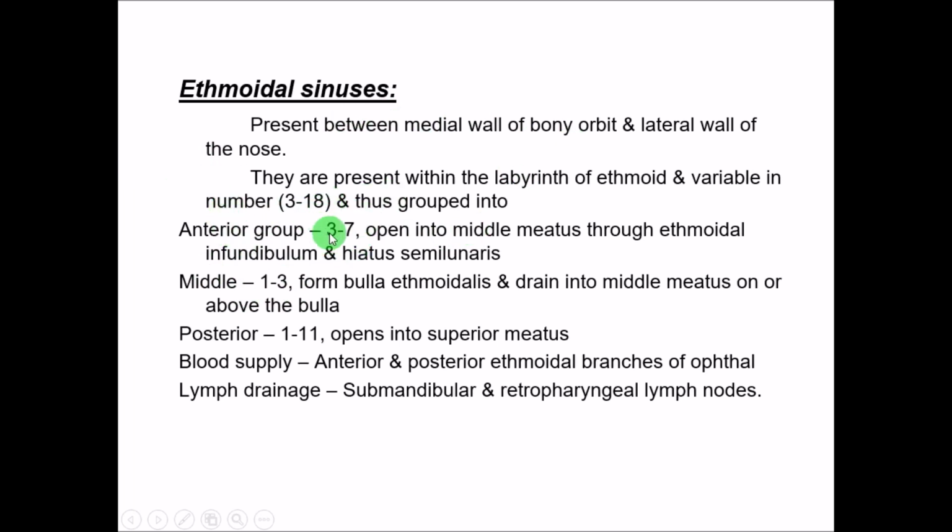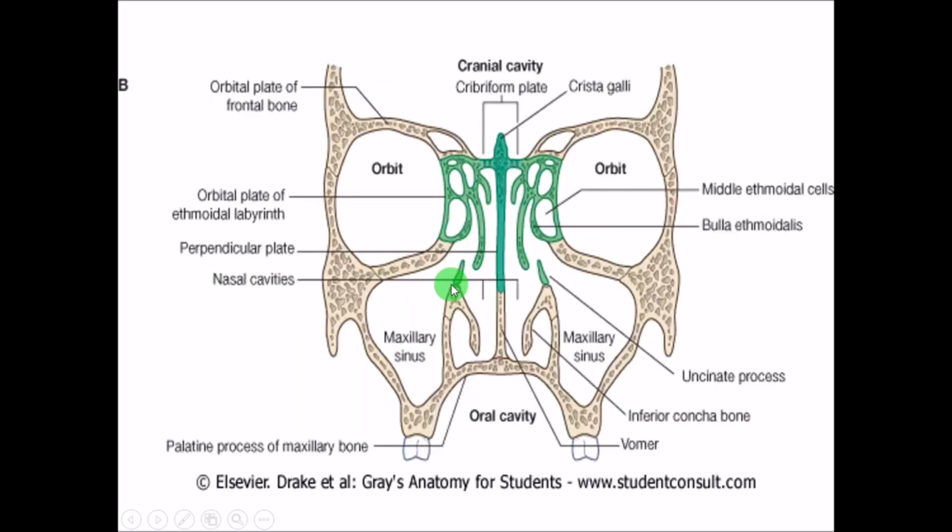The anterior group will usually be 3 to 7 small air sinuses, opening into the middle meatus through the ethmoidal infundibulum and hiatus semilunaris. The middle group also opens there. They are usually present in 1 to 3 numbers, and form the bulla ethmoidalis, as you can see here in this picture. So the bulla is formed by the middle ethmoidal air sinuses.